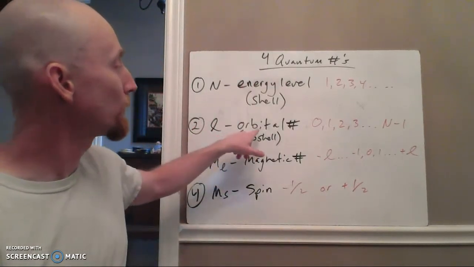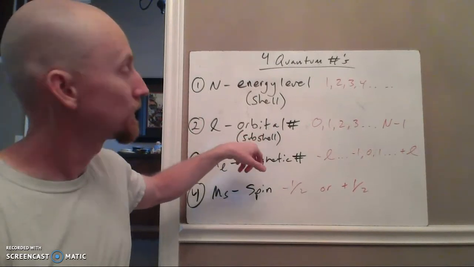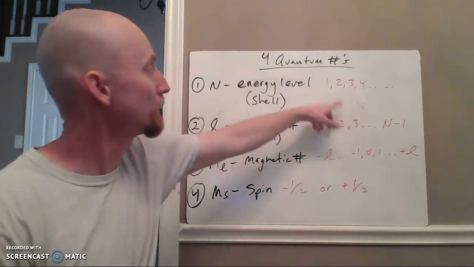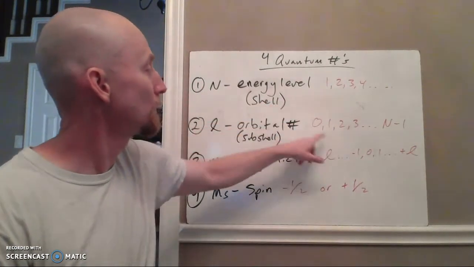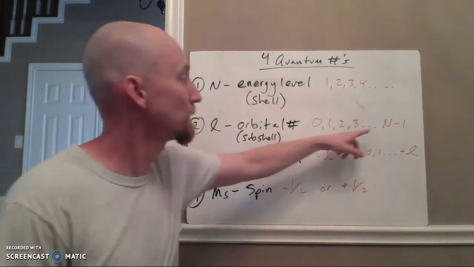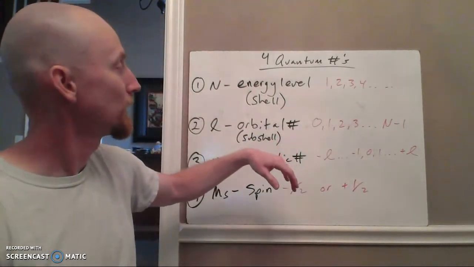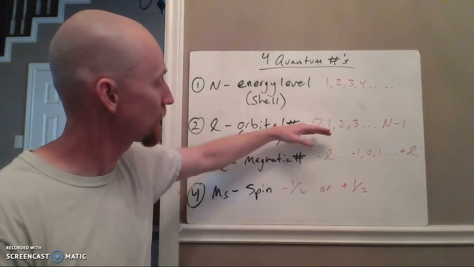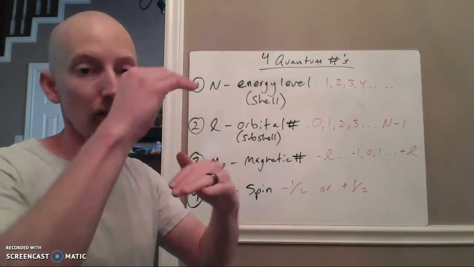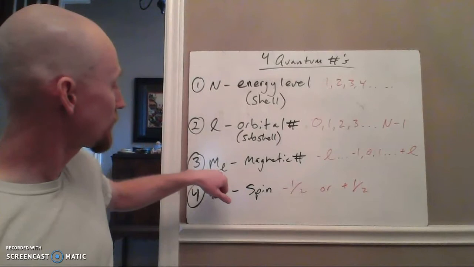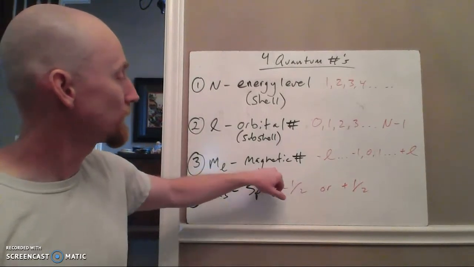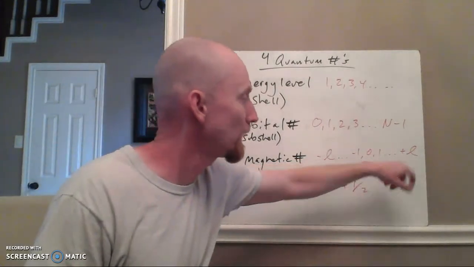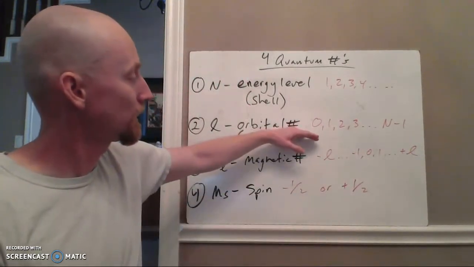L is the orbital number, or the subshell. L goes from 0 all the way up to N minus 1. So if my N is 1, then my L will be 0, because it's going to be 1 minus 1, which is 0. So the second number depends on the first one, and the third number depends on the second one. So you have to keep track as you go. The third is M sub L, which is called the magnetic number, and it goes from negative L all the way up to positive L. So you have to keep track of what L is.